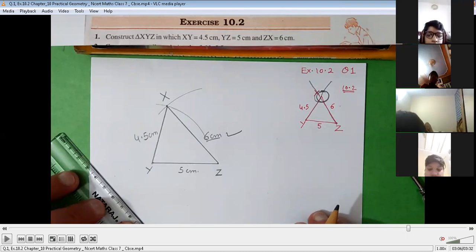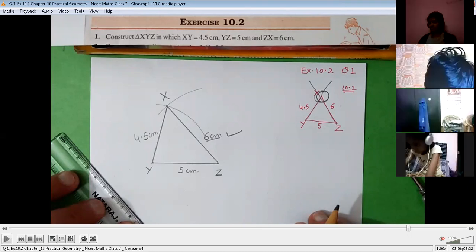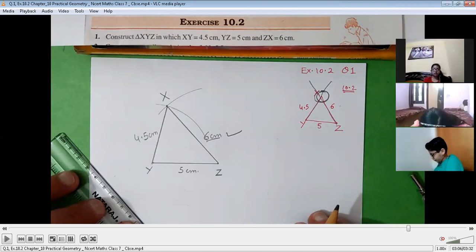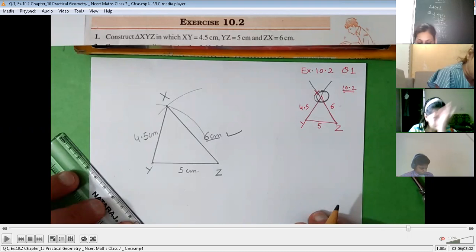Now write steps of construction, everyone. Steps of construction. Meenakshi, stop talking, beta. Write down steps of construction. Draw a line segment YZ is equal to 5 centimeters.